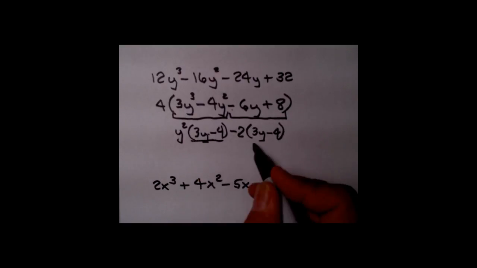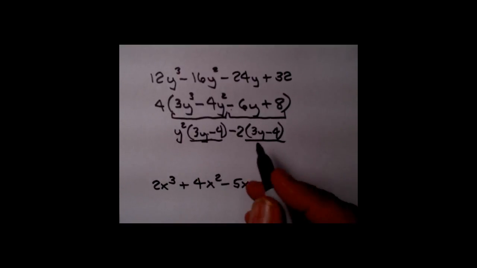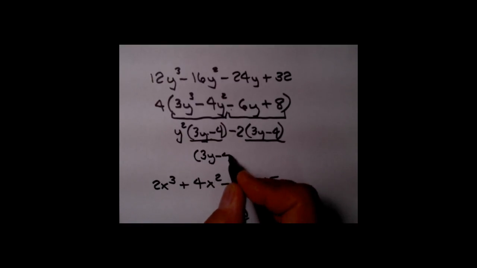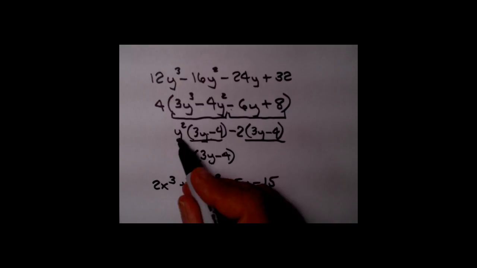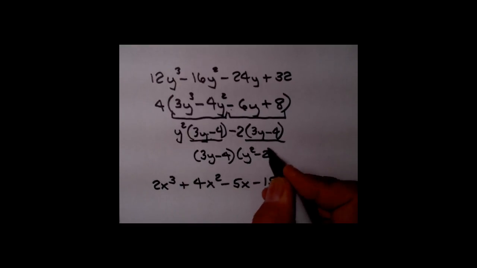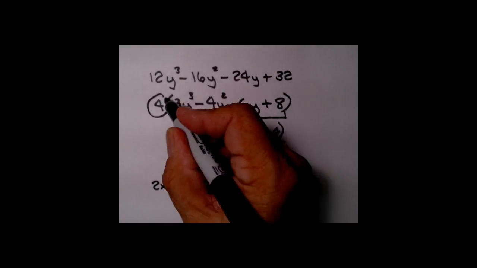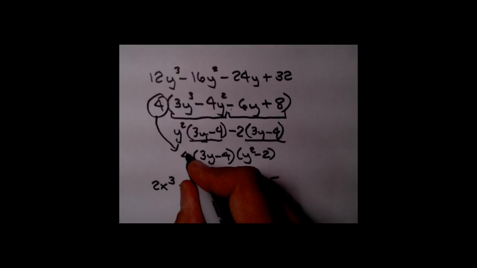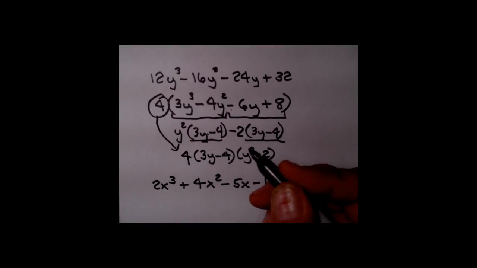Well, once again, notice we've got our common guy here, so factor him out. 3y minus 4, and the leftovers, y squared minus 2. Now remember to go back and look and see if there was a GCF you pulled out, and there was. So be sure you come down and put that in the answer right there.